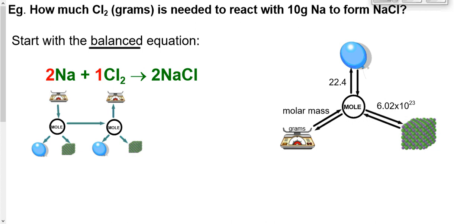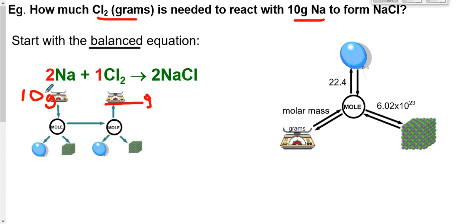I want to start by asking, what do I know? In this equation, what I know is that we have 10 grams of sodium. That's my starting point. So right here under sodium, I'm going to put that we have 10 grams. What I'm trying to find is how much chlorine in grams. So underneath the chlorine, I want to find out how many grams I'm going to have of the chlorine.